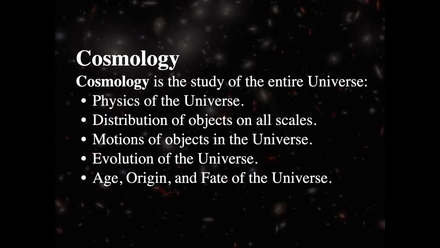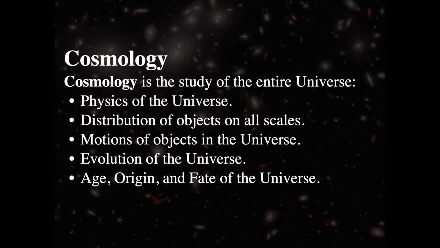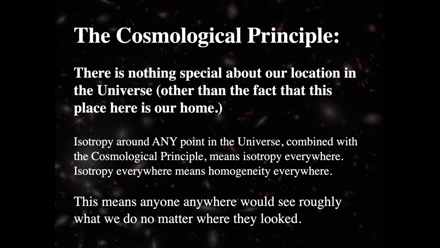Next, we're going to utilize an incredibly important idea that is the cornerstone of the entire study of astronomy, the cosmological principle. The cosmological principle states that on the largest cosmic scales, the universe is both homogeneous and isotropic. This means there's nothing special about our location in the universe other than the fact that it's where home is.